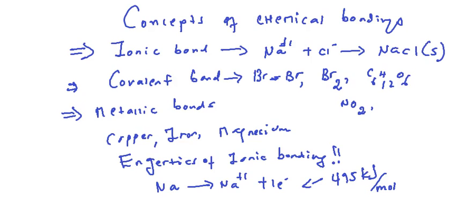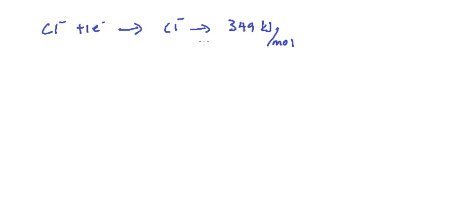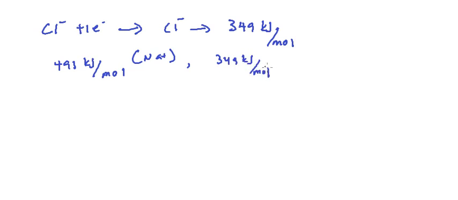Okay, so it also, when a chlorine atom receives one electron from sodium, it becomes chloride minus, and experimental results show that it releases about 349 kilojoules per mole of energy. So if you think about these numbers, 495 kilojoules per mole for removing an electron from sodium, and 349 kilojoules per mole will be emitted or released when chlorine receives an electron from sodium.